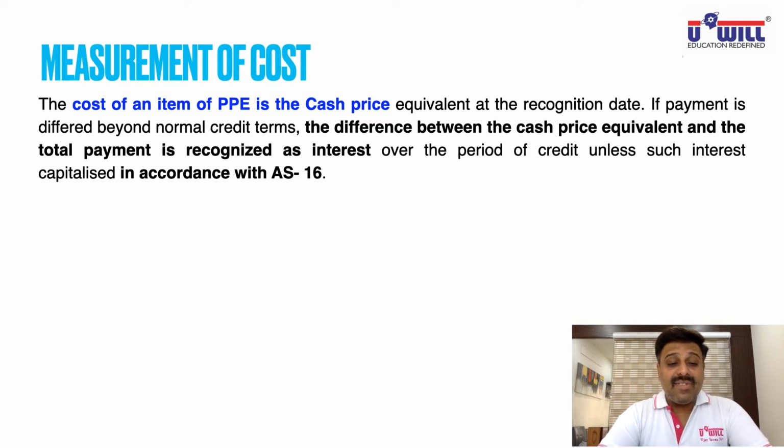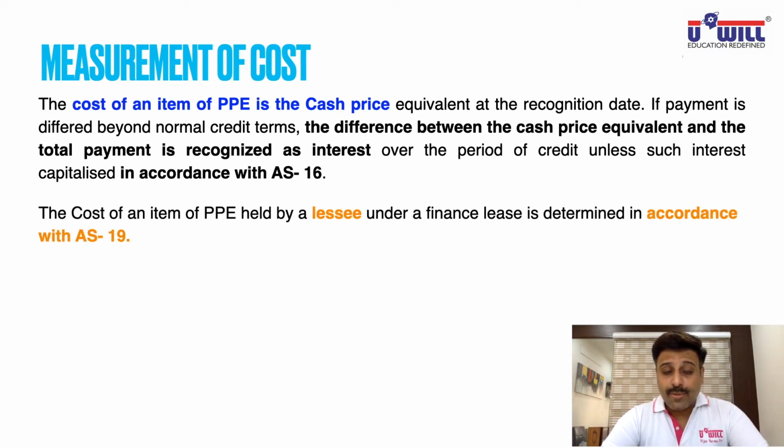If the payment is deferred, make it D-E, not D-I, DE. Deferred means paid in installments beyond the normal credit terms. The difference between the cash price equivalent and the total payment, that is, the 9 lakhs and 10 lakhs, is recognized as interest over the period of credit, unless such interest is capitalized in accordance with AS 16, which we studied. AS 16, borrowing cost, we studied yesterday also. In some cases, pre-construction period borrowing cost is capitalized and added in the cost of the asset. Unless it is that situation, interest will be shown separately in P&L account on the debit side.